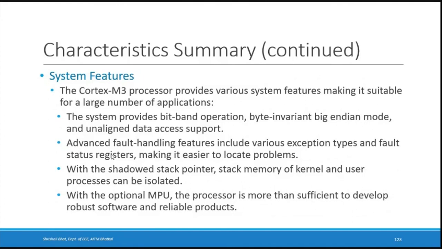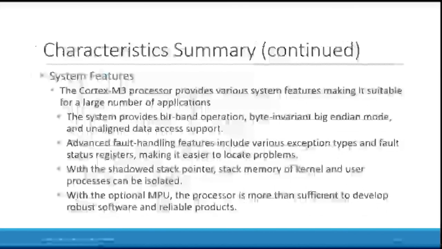With the shadowed stack pointer, that is, there are two stack pointers, main stack and process stack pointer, stack memory of kernel and user processes can be isolated so that problems in user applications do not cause problems at the kernel level. With the optional MPU, that is memory protection unit, the processor is more than sufficient to develop robust software and reliable products, right? So you can restrict the access to certain parts of the memory, and thereby you can protect and make the software robust and reliable.